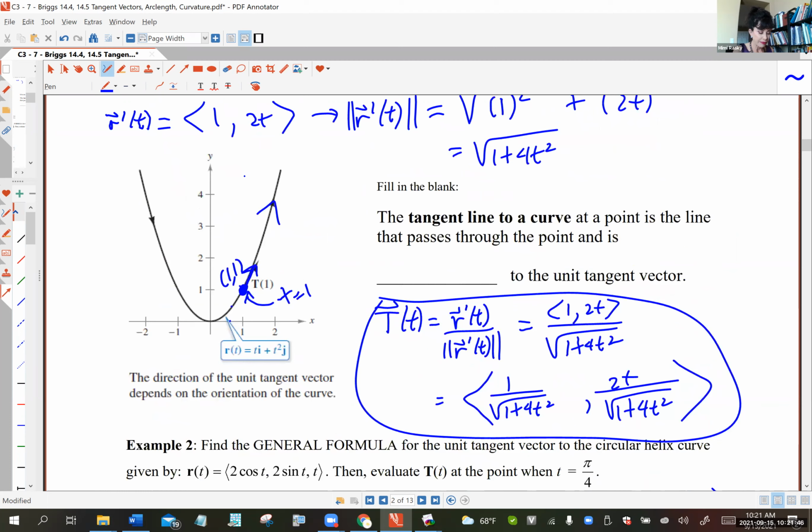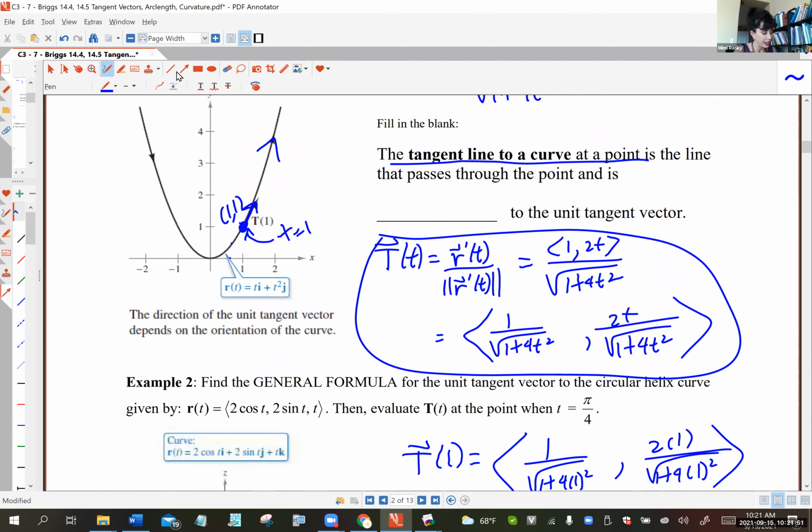Now we'll fill in the blank. The tangent line to a curve at a point. So the tangent line now, not the tangent vector. So if I draw a tangent line to this point, here's a tangent line to a curve at a point, is the line that passes through the point and is parallel to the unit tangent vector. Yeah, they're parallel. In fact, if you had to come up with parametric equations, you could just use that tangent vector as the direction vector for your line.